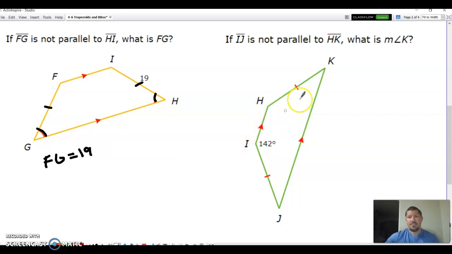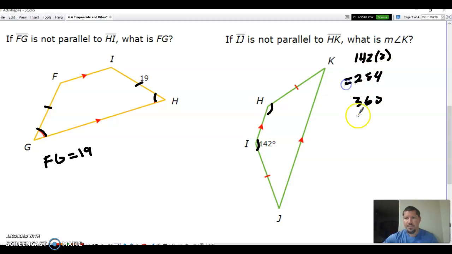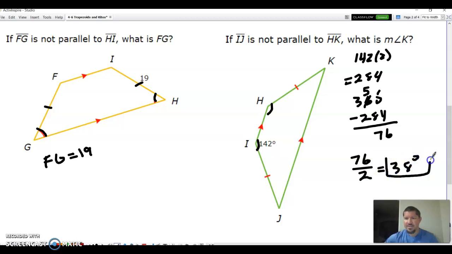Alright, so again, parallel, isosceles trapezoid because the sides are congruent, which means this angle is congruent to this angle. Okay, so 142 times 2 is equal to 284. 360 minus 284 is going to give me 76. 76 divided by 2 is going to give me 38 degrees.